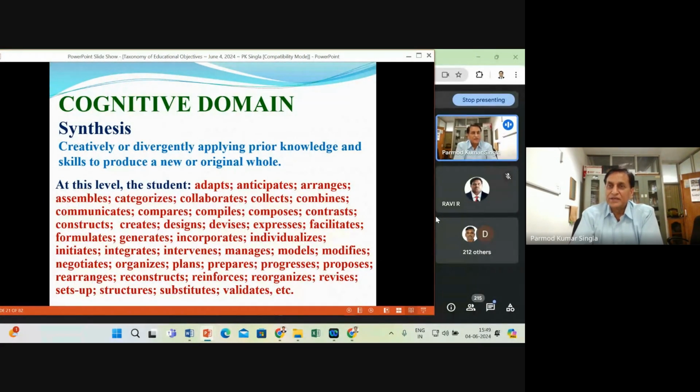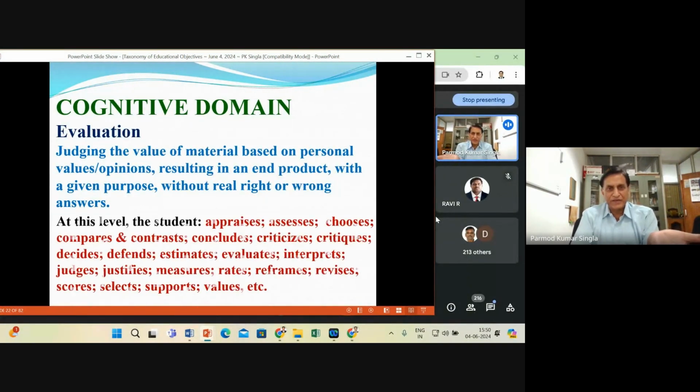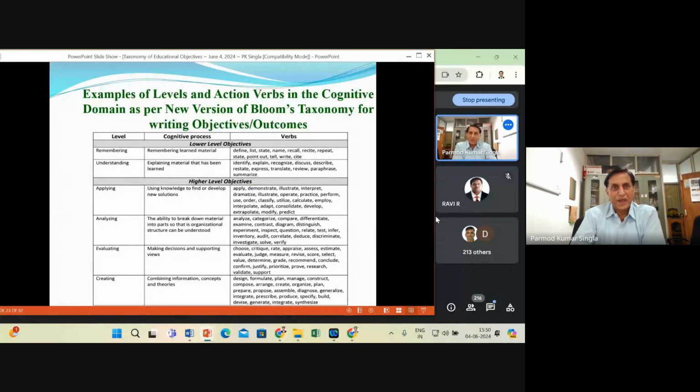And nowadays, in the national credit framework, this is very, very important for all of us to understand very well. At the evaluation level, these are the action verbs which define the student's abilities. We plan and we execute and we evaluate the student depending upon these things. And these are the examples of the levels and action verbs in the cognitive domain as per the new version of Bloom's taxonomy. My friend was talking about, I talked about the Bloom's taxonomy.